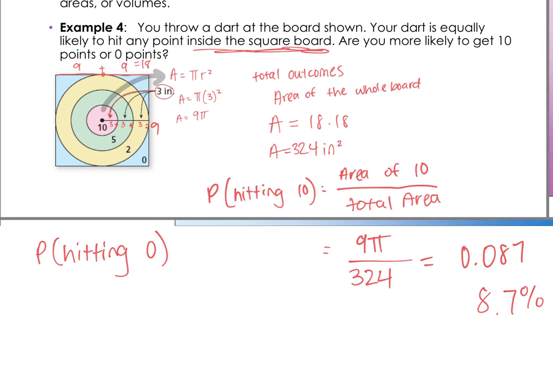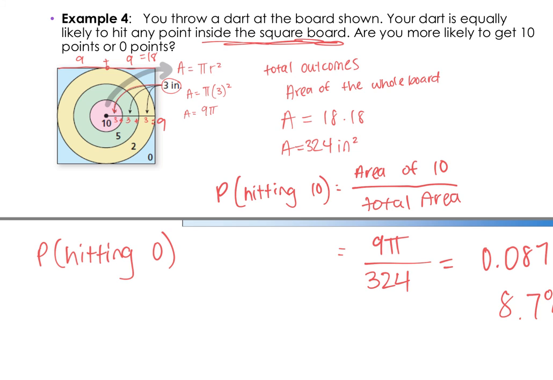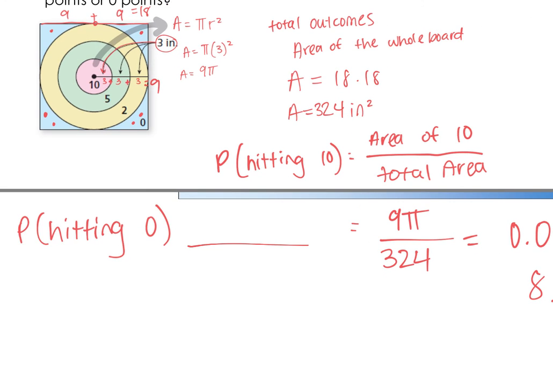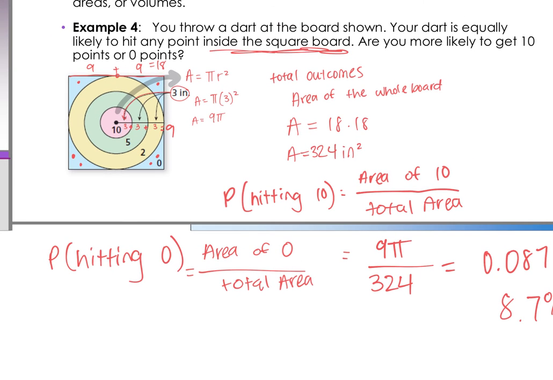Now 0 is that blue space on the edge of the board. Do you guys see that? It would be hitting somewhere over here in the blue area. So in order to find out the probability of hitting a 0, you have to find the area of the 0 over the total area. Now, the total area, we're still going to use 324, but how could we find the area of hitting a 0? Xavier? Subtract the area of the circle.